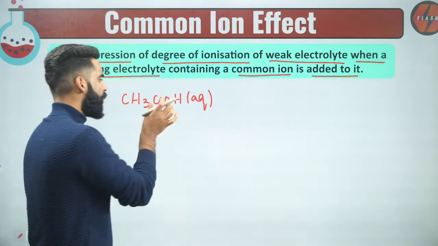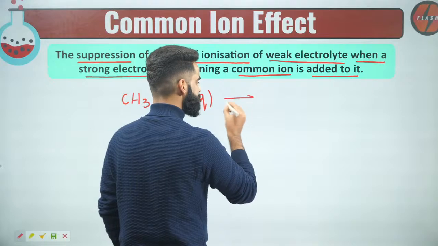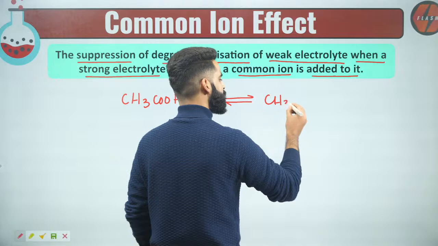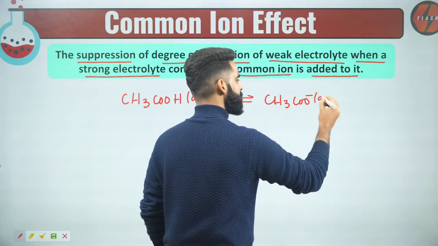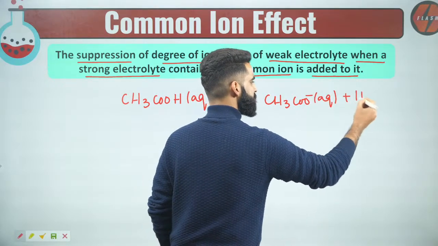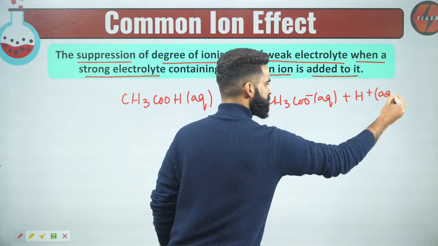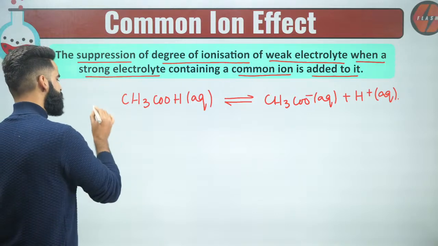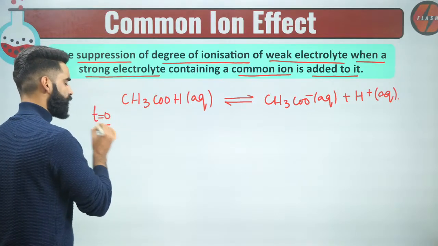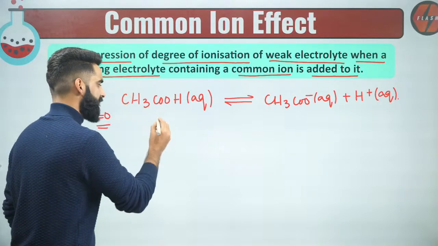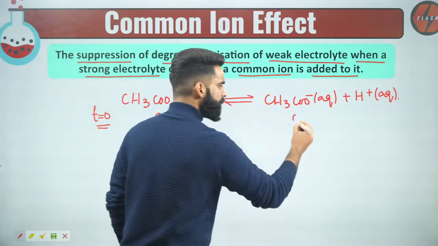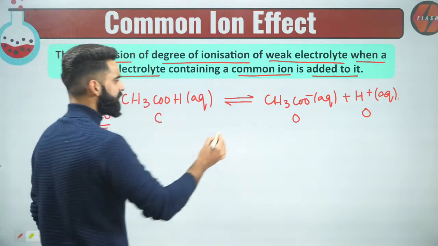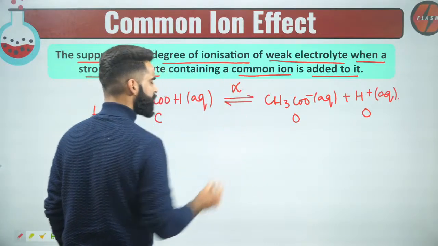As you all must be knowing, weak electrolytes stay in equilibrium with their ions. The ions are CH3COO negative aqueous plus H positive aqueous. Now, let's assume at time t equal to zero, the concentration of this weak electrolyte is C, and the ions are zero. Let's assume the degree of ionization of this weak electrolyte is alpha, correct?